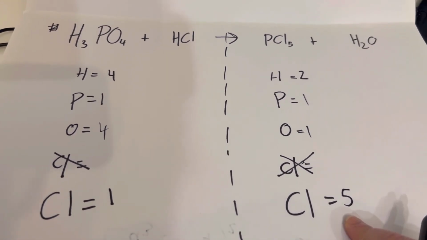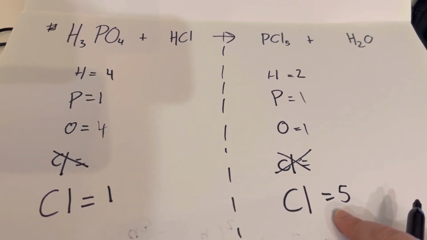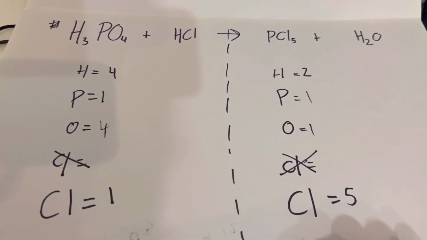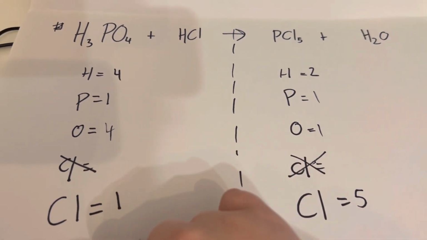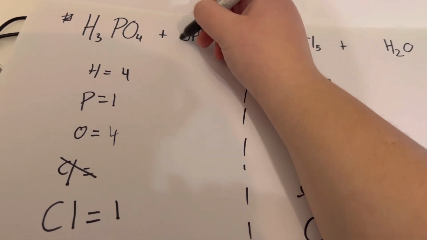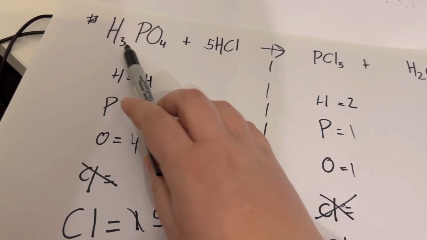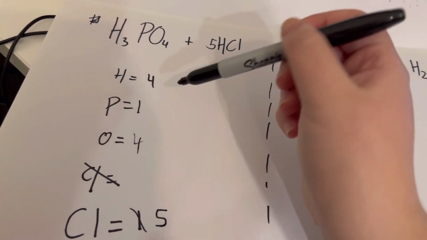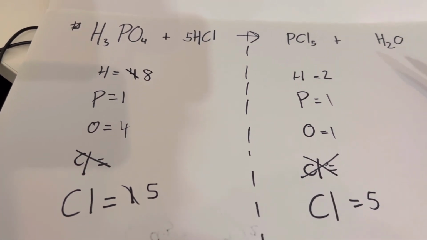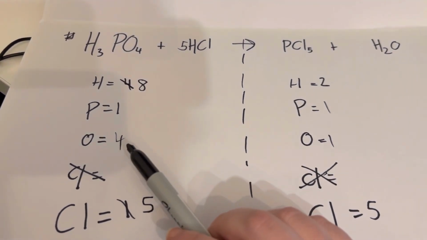We'll start with the chlorine first. It doesn't matter which one you start with as long as you end up with them being even on both sides. So, chlorine here. 5 on this side, 1 on this side. Easiest thing to do is stick a 5 in front of here. Now we have 5 chlorine. But our hydrogen, we have the 3 plus the 5 is now 8. Okay? Done.